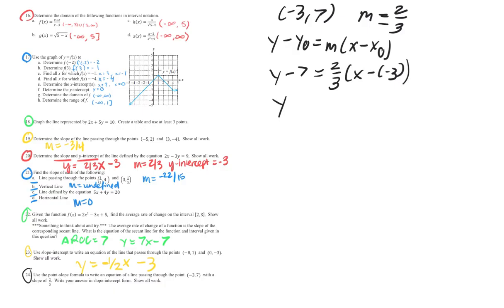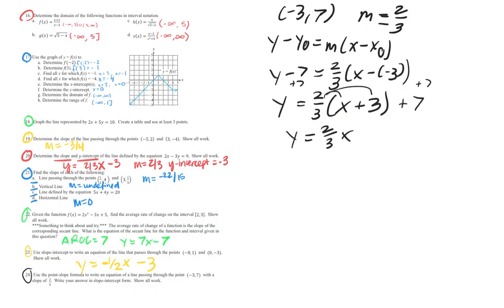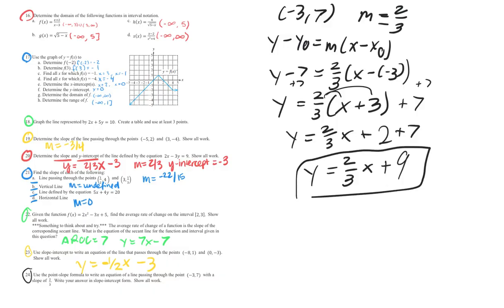One thing we can do is add the 7 and simplify a little bit. We have 2/3 times x minus a negative 3, which gives us x plus 3, and then plus 7. Now we just have to distribute our 2/3. So y equals 2/3 x, and then 2/3 times 3, which gives us plus 2, plus 7, which is 9. That makes our equation y equals 2/3 x plus 9. That is our point-slope equation written in slope-intercept form.